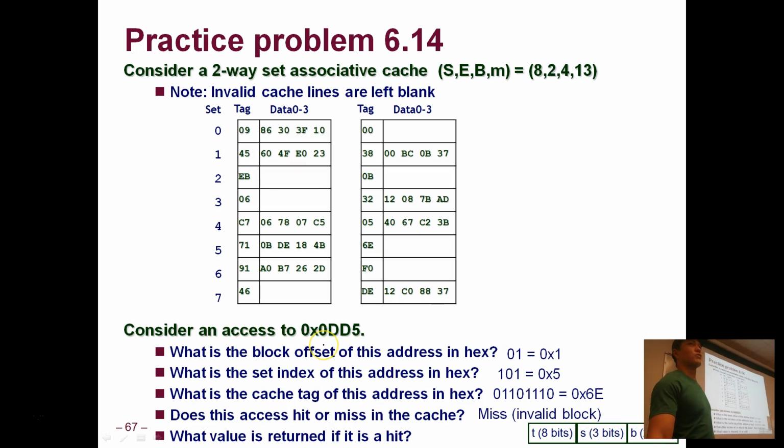Would you like me to walk through it, or is this close to what you got? I think I must have converted my binary wrong. D is 1101. So 1101, 1101, 0101. And then you regroup those. And then this is invalid because 6E, when you go to set 5, 6E is blank.